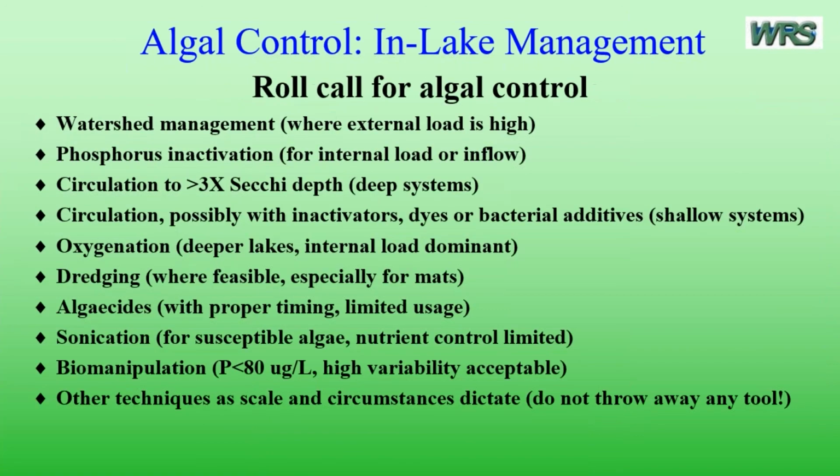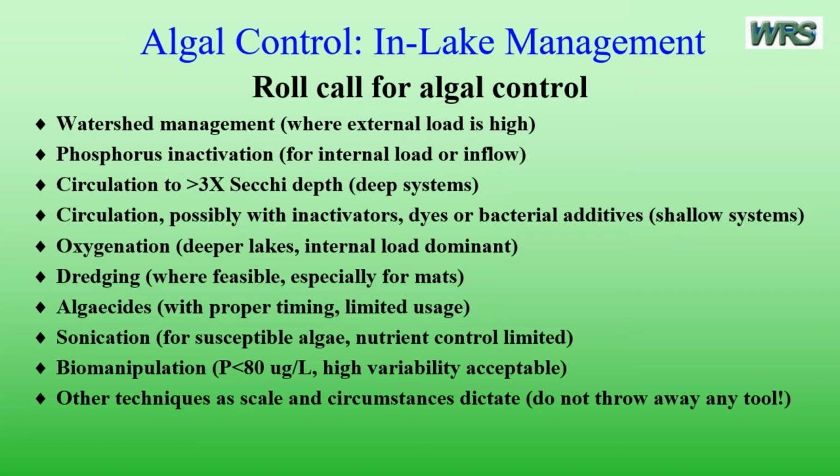Okay. So the roll call for algae control, watershed management's always job one, but it's not always going to get the job done by itself. In fact, it's rarely going to get the job done if you already have a problem. Phosphorus inactivation for internal load control or managing inputs can be really helpful. Circulation to 3 times the Secchi depth, if that's possible, is useful. Circulation, possibly with inactivators or dyes or bacterial additives, can do well in a shallower lake.